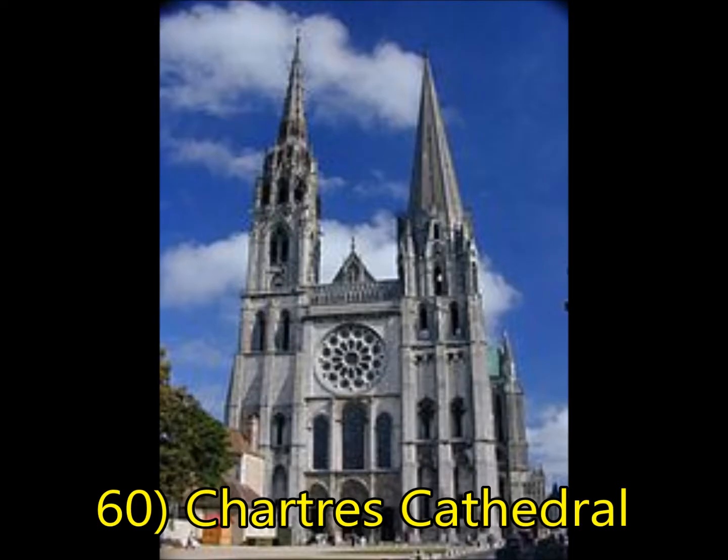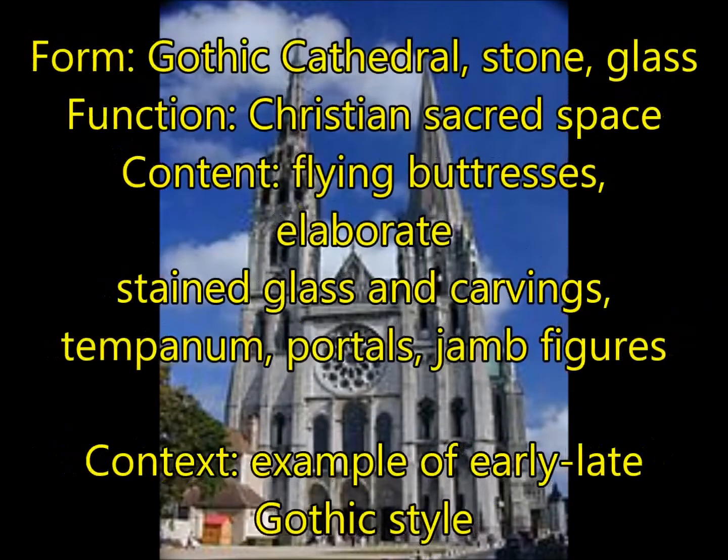Next up, we have Chartres Cathedral, apparently pronounced Chart. So for form, this is a Gothic cathedral. Remember the soaring verticality. This is made of stone with those heavy glass windows, specifically the stained glass. For function, this is a Christian sacred space. And for content, you need to know about the stained glass windows, the flying buttresses, and the elaborate carvings, specifically on the portals and the jamb figures and the tympanums on the outside.